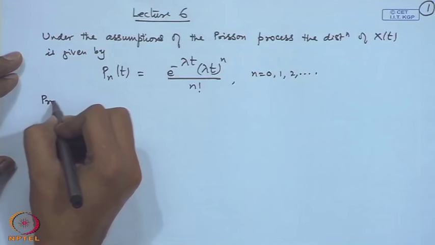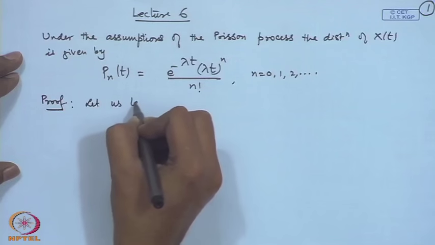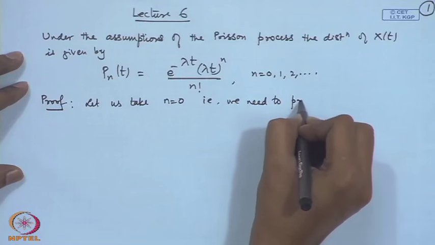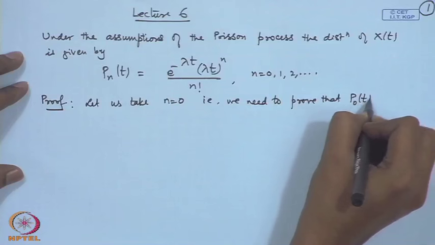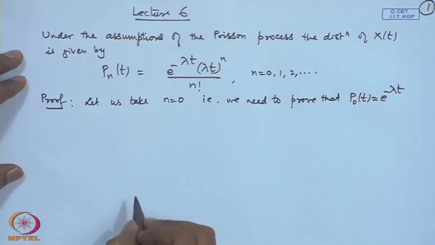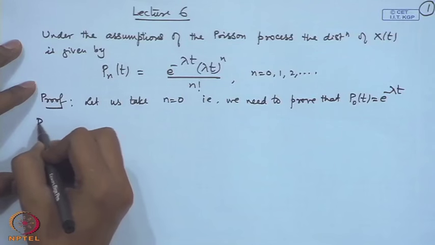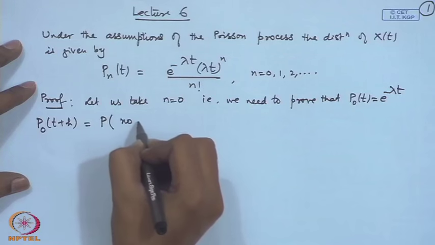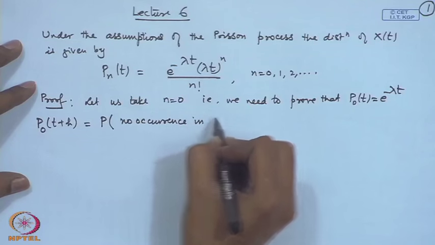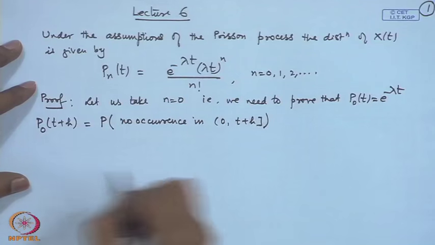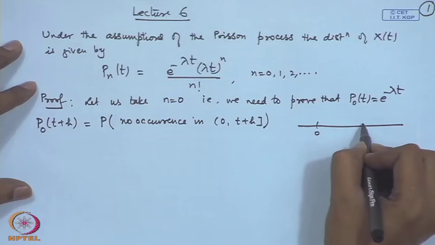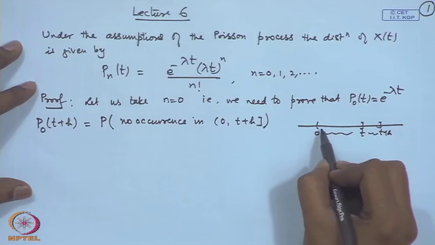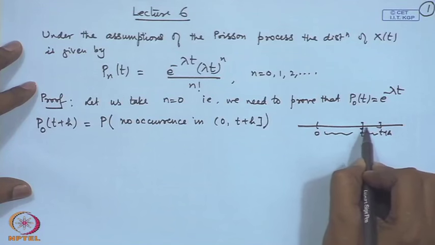So, let us take n is equal to 0. That means I need to prove that P_0(t) is equal to e to the power minus lambda t. To prove this, let us set up a differential equation in the following way. Let us consider P_0(t+h). Now, P_0(t+h) denotes that there is no occurrence in the interval 0 to t+h. If I consider the timeline here, 0, t, and say this is t+h, we are saying that there is no occurrence in 0 to t+h. This is equivalent to saying that there is no occurrence in 0 to t, and there is no occurrence in t to t+h.